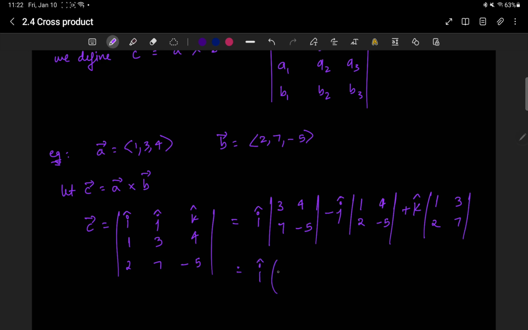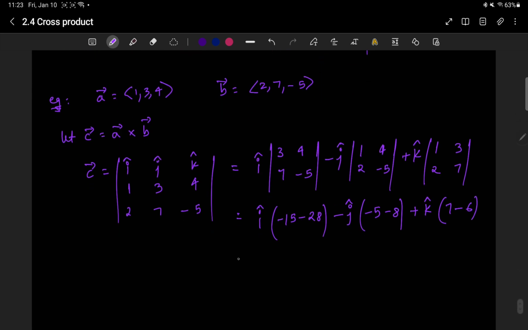So you have i cap (-15 minus 28) minus j cap (-5 minus 8) plus k cap (7 minus 6). So this is -43i plus 13j plus k. So just by definition, because there's an ijk in the determinant, you will always end up with a vector. So this is a vector multiplication.